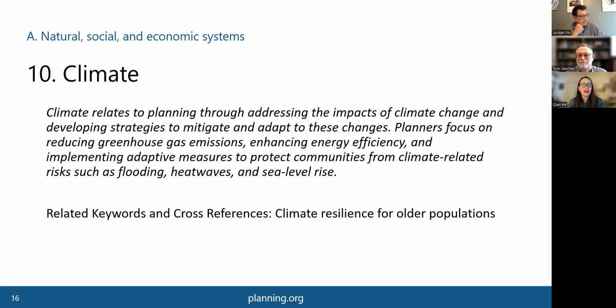efficiency, as well as implementing adaptive measures to protect communities from hazards of climate-related risks, such as flooding, heat waves, and sea level rise, especially along some of the coastal areas or other areas that are prone to higher risk of climate hazards. Some of the related keywords and cross-references used for this can be, for example, climate resilience for older populations and for other population groups or vulnerable communities. Yeah, there's one more after this.